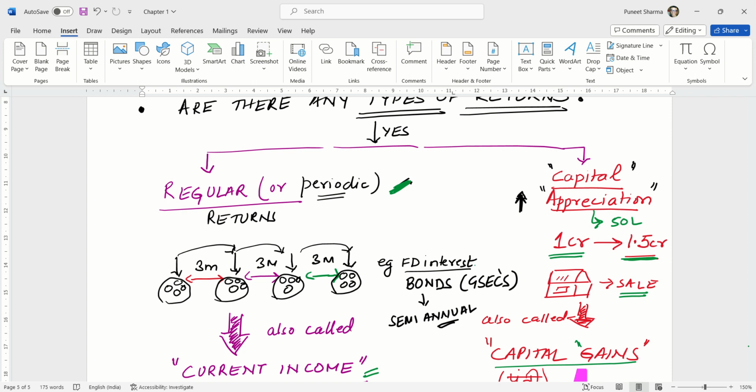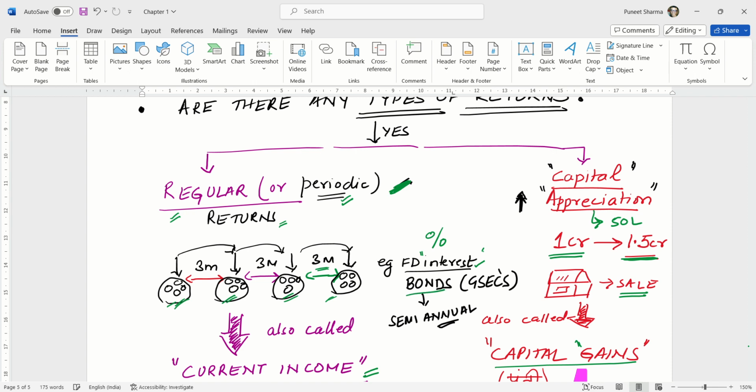In this example, we are using an example of an FD interest. Suppose interest comes after every 3 months. This is the money which comes after every 3 months. 3M means 3 months. So there is a quarterly return which happens, and since it happens every quarter, we call it periodic or regular in nature. And return is the money which your investment earns, the money which the FD earns, which is the interest which comes out of an FD.